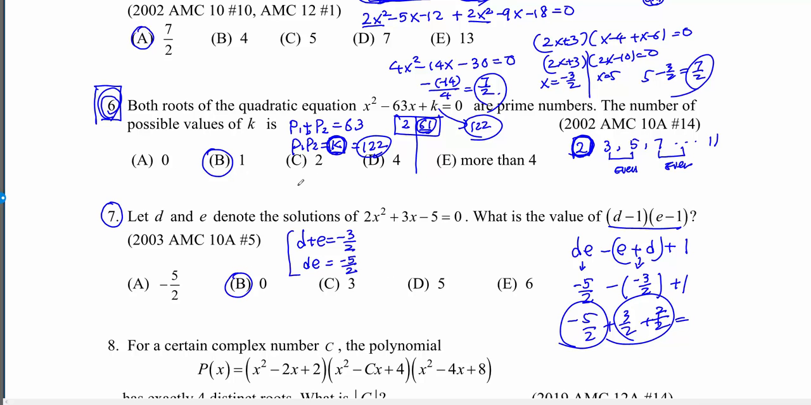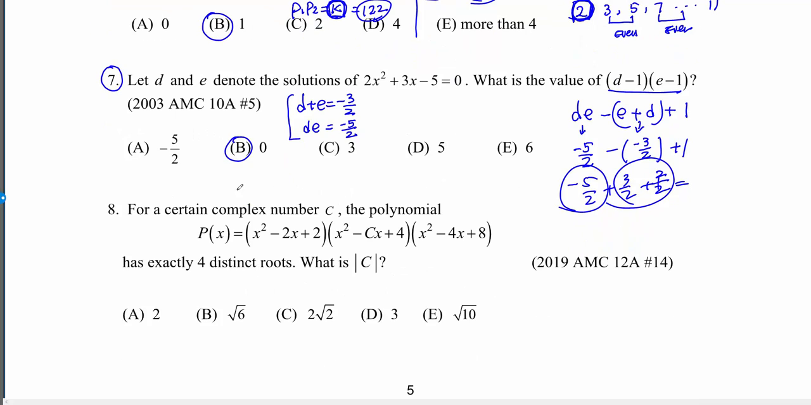Alright, the next one: for a certain complex number C, the polynomial has 4 distinct roots. C is a complex number, this is not a real number. What is the value of C? This is 2019 AMC 12.